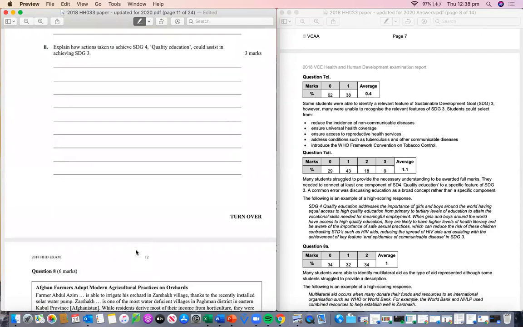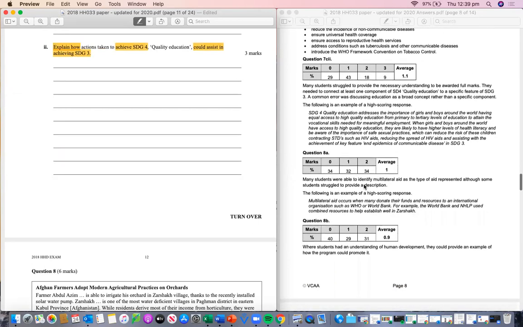C, part 2. Explain how actions taken to achieve SDG 4 could assist in achieving SDG 3. Nice and easy. 3 marks, okay?